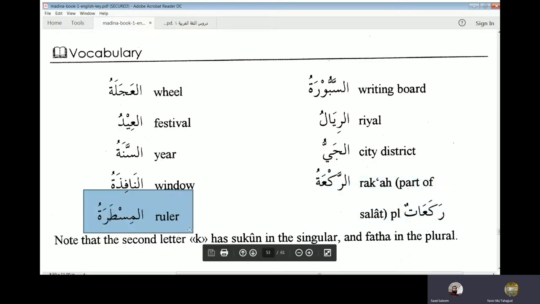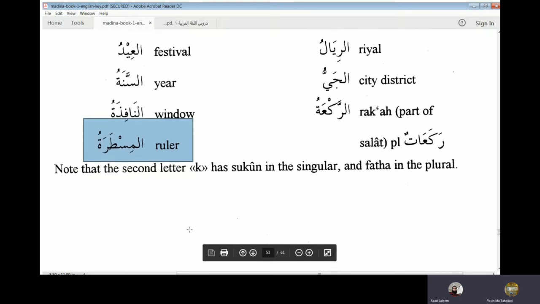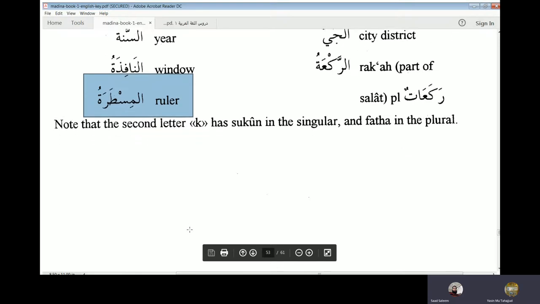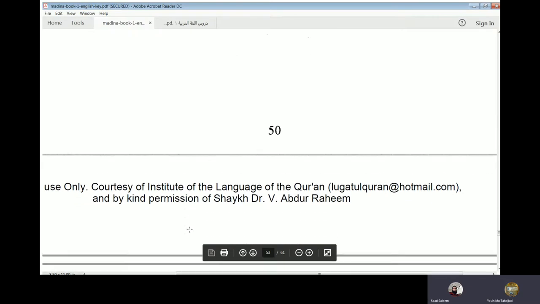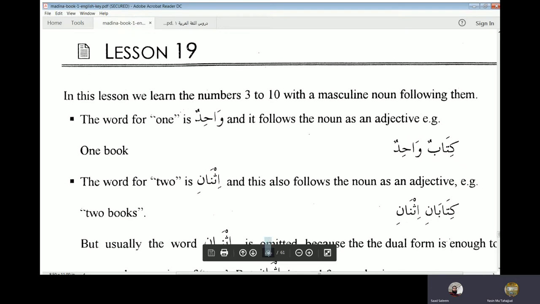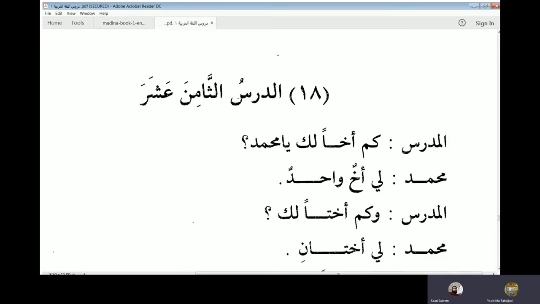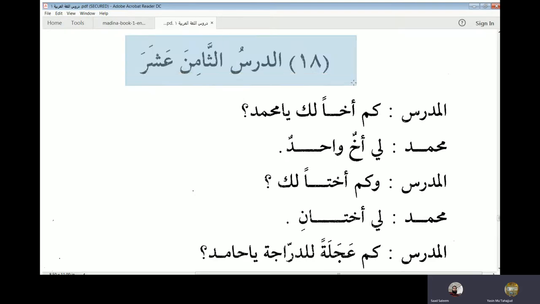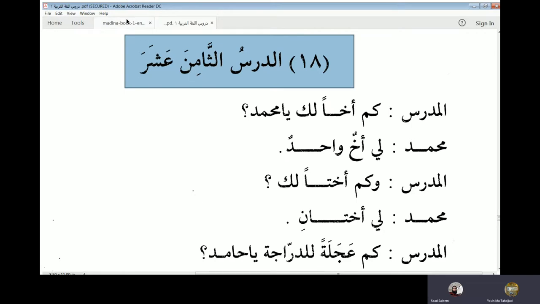Al-Mudiratu. Yes, administrator. Note this page, page number 53 on PDF, or 54. Okay, page 54 PDF. I was wondering if I learned the meaning of that word. Al-Mudiratu means ruler, R-U-L-E-R.